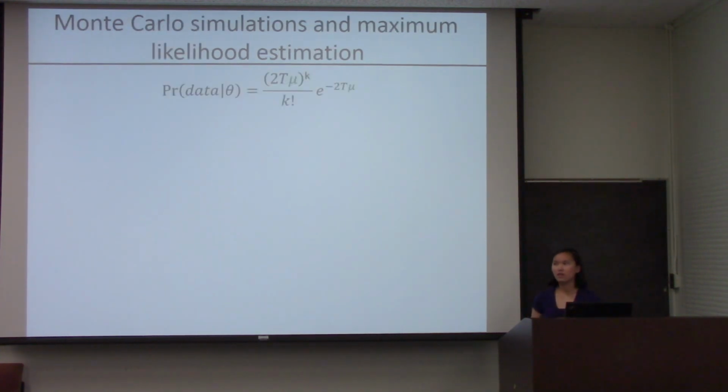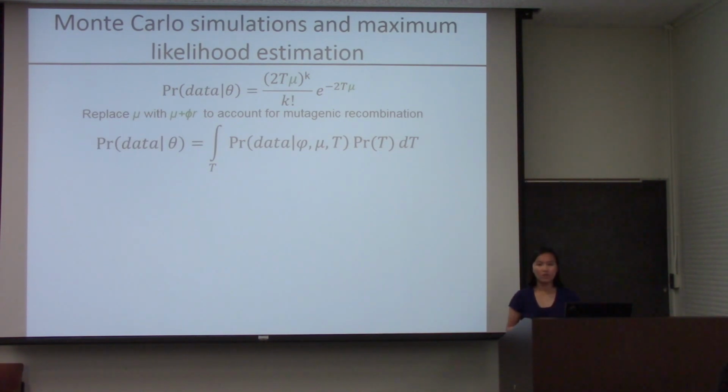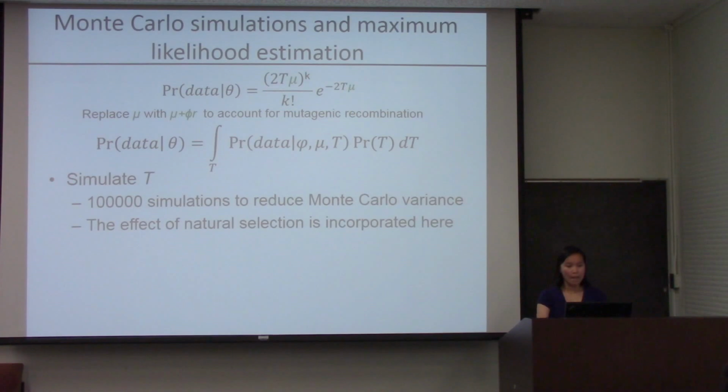So again, here's my Poisson process, where I compute the probability of the data given the parameters. And I want to point out that in order to infer whether recombination is mutagenic, I've replaced mu, the background mutation rate, with mu plus phi r, where r is my recombination rate, and phi represents a coupling parameter between mutation rate and recombination rate. And here again, I simulate a lot of the genealogies and integrate them out, and then compute the probability of the data given the parameter following this Poisson process. More specifically, I run 100,000 simulations to reduce the Monte Carlo variance.